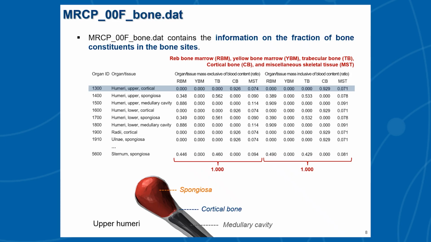For example, if you see the blood exclusive ratios for the upper humerus cortical bone, which is the first line here, you can see that the value for the cortical bone is 0.926 and the miscellaneous skeletal tissue is 0.074. This means that if you consider the parenchymal tissue mass fraction of the upper humerus cortical bone, it comprises 92.6% of cortical bone and 7.4% of miscellaneous tissue, and there's no red bone marrow, yellow bone marrow, and trabecular bone.